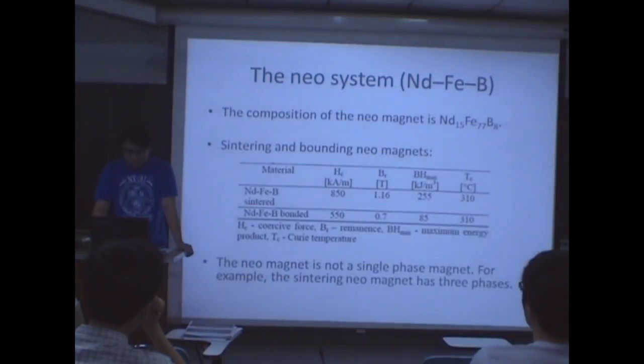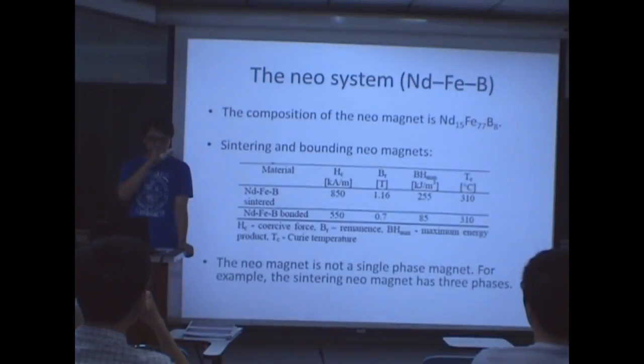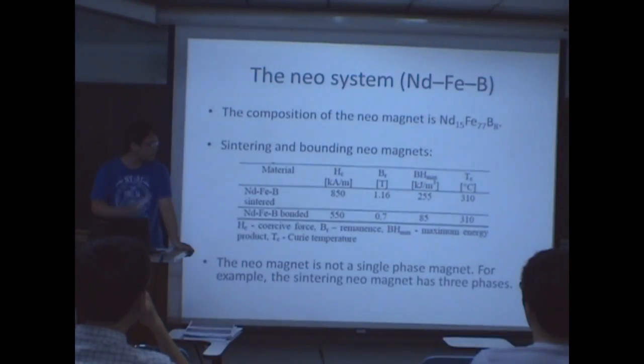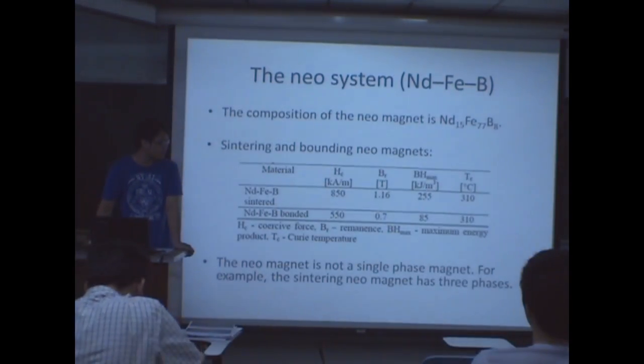The composition of the neo system is shown here. Depending on the process, there are two kinds of neo magnet. One is the sintered neo magnet, and the other is the bonded neo magnet. You can find this in the table. The different processes give different magnetic properties.